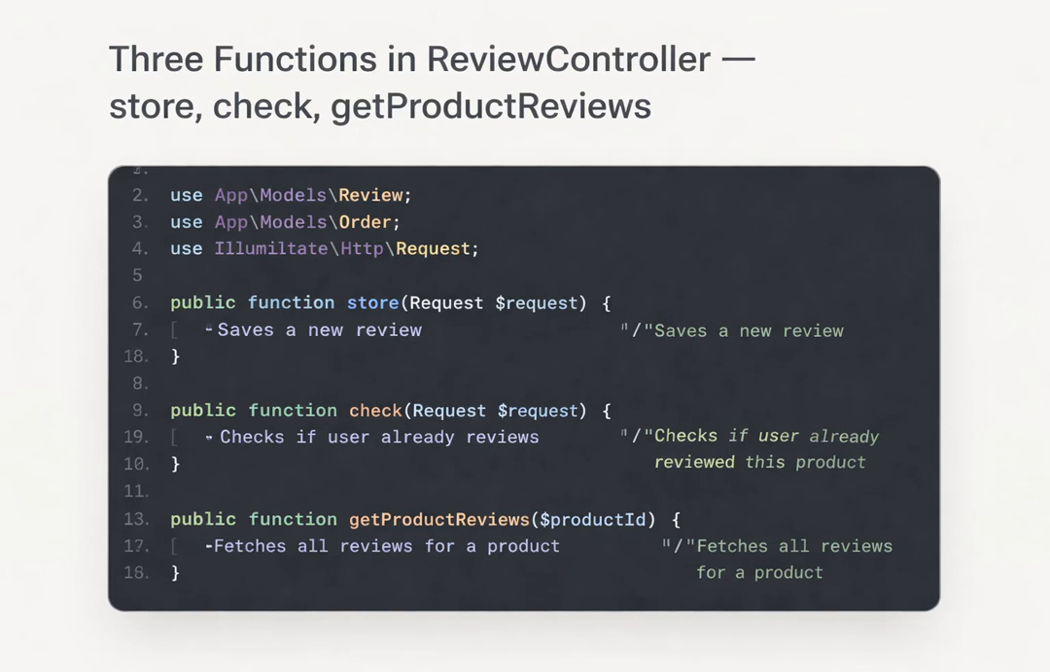After copying and pasting the generated code into the review controller, there are actually three functions, not just two. In addition to store and check, there's a getProductReviews function that retrieves all reviews associated with a specific product ID. All necessary imports are added at the top: the review model, the order model, and the request class. These three functions together cover the full review lifecycle: fetching, validating, and saving.